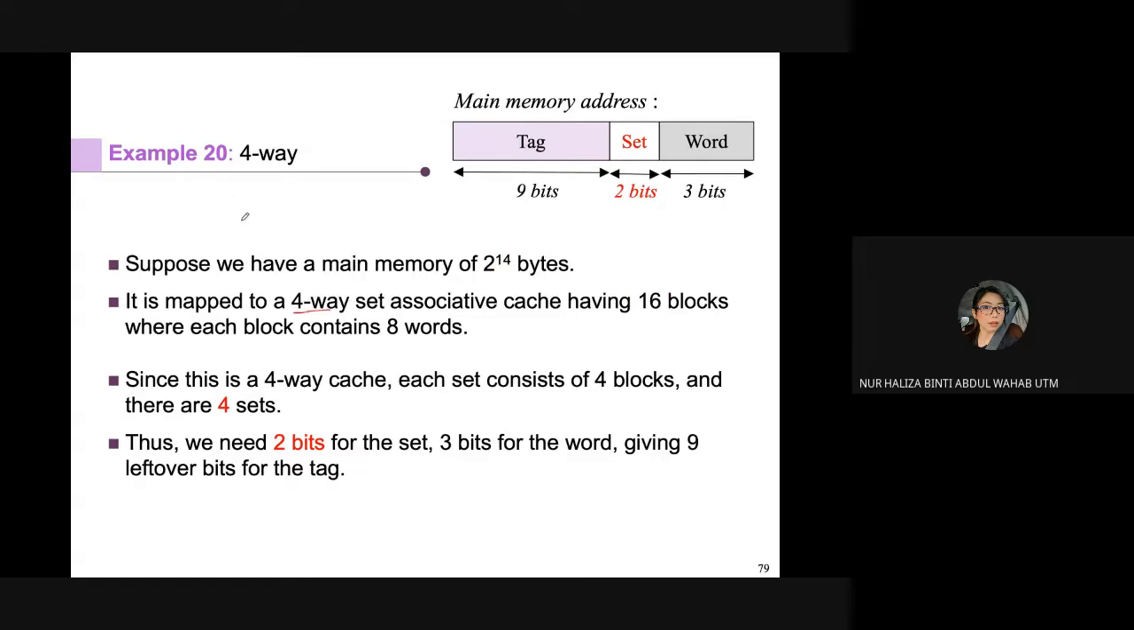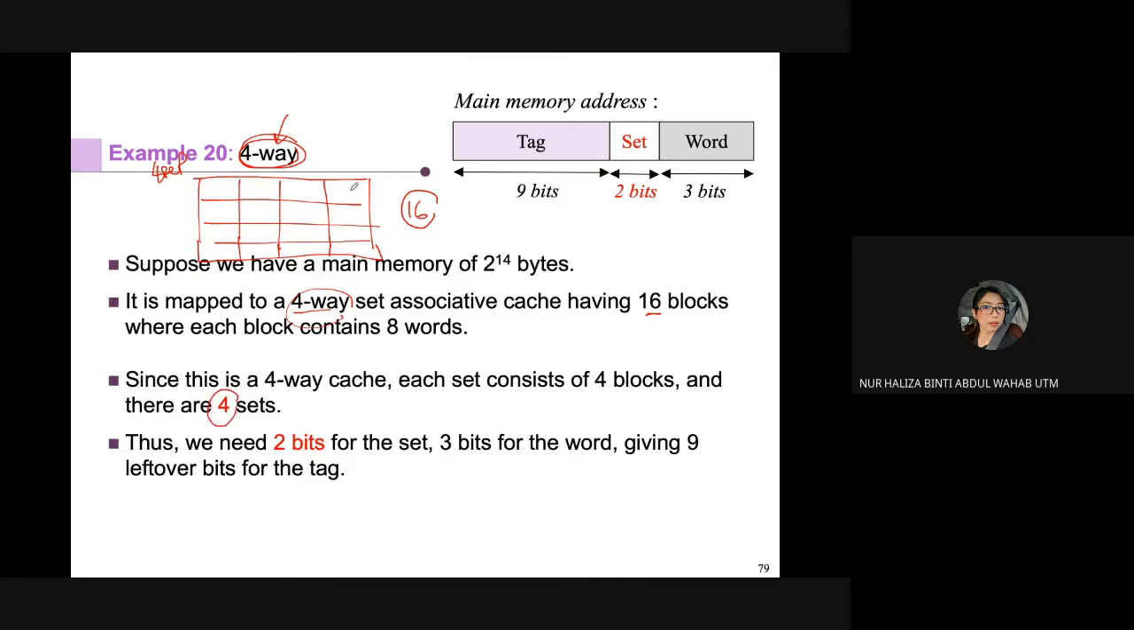So you have four-way, which means that you have 4 blocks. 1, 2, 3, 4. I have 4 blocks. And of course, if I have 4, I need to multiply by 4 to get 16, right? So I have 1, 2, 3, 4. Altogether, I will get 16. Why do I have 4 blocks? Because it is 4-way. And why do I have 4 sets? Because I need 4 only to get 16. 4 times 4 will get 16. That's why I have 4 sets.